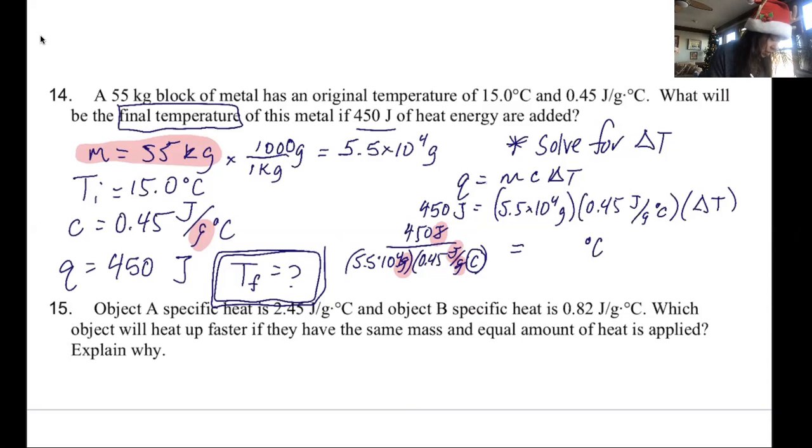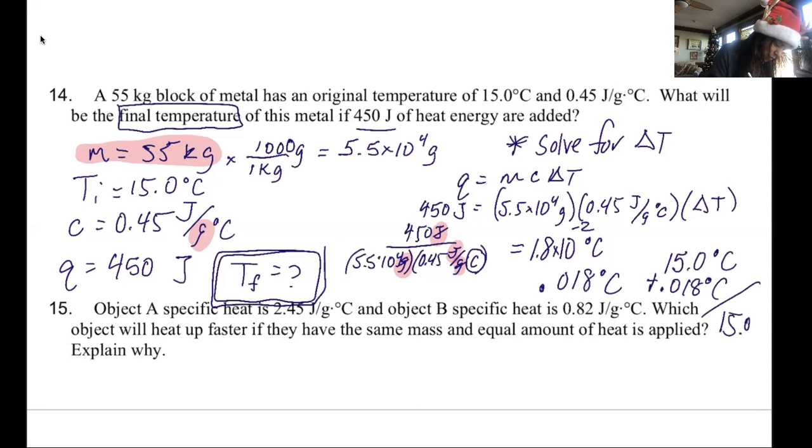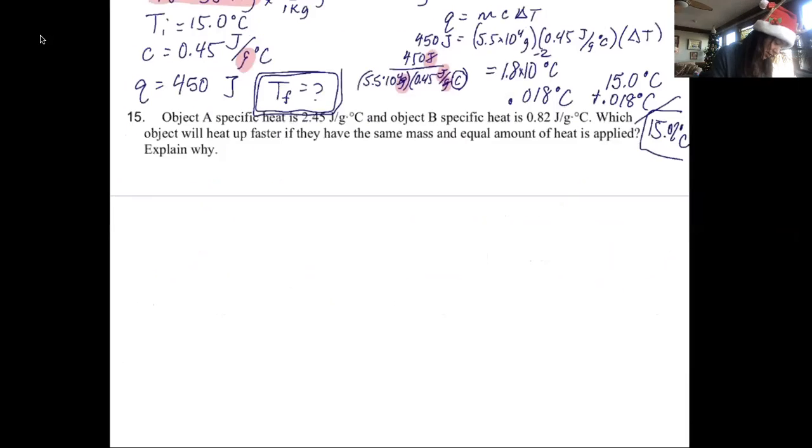So it's 1.8 times 10 to the negative second, which is essentially 0.018 degrees Celsius. So my temperature is going to go from 15.0 degrees Celsius to 15.02 degrees Celsius. Doesn't make any sense to me. But I don't see any mistakes, so I'm going to move on. If you see a mistake, let me know. I might look at it after class.